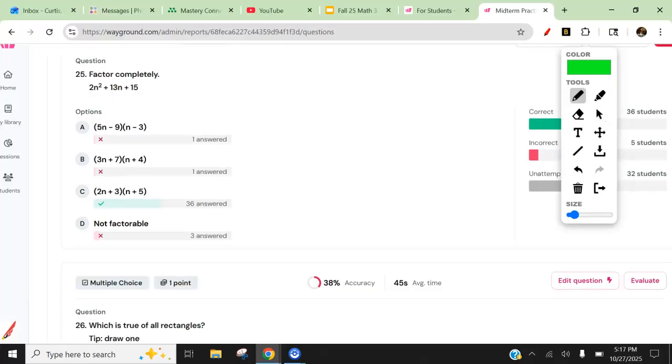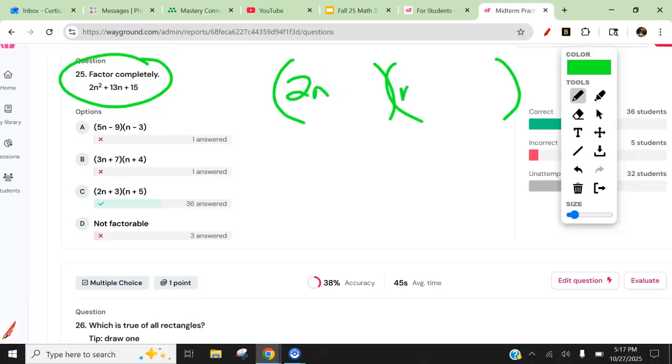25, we got a quadratic trinomial. What's different here is, again, we have a number in the front. We haven't done these until today, but 2n squared would be 2n times n. The question is, is 15 going to be 1 times 15 or 5 times 3? And usually it's one of the centralized numbers. So I'm going to say 5 and 3 to start off.